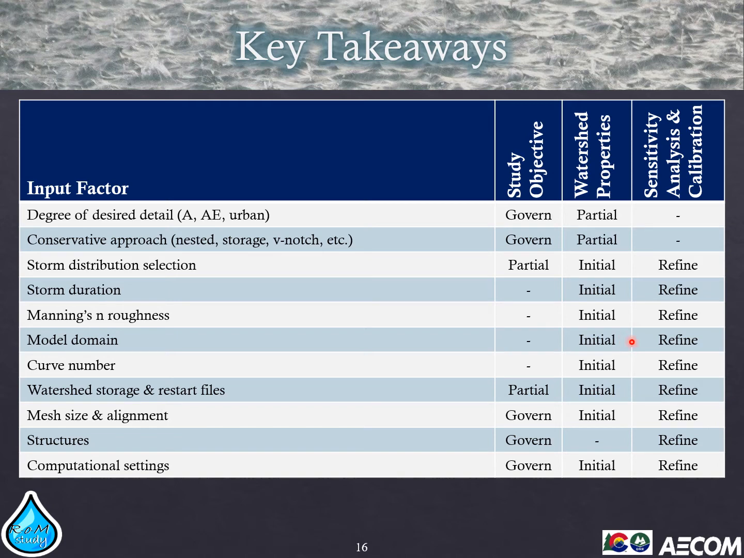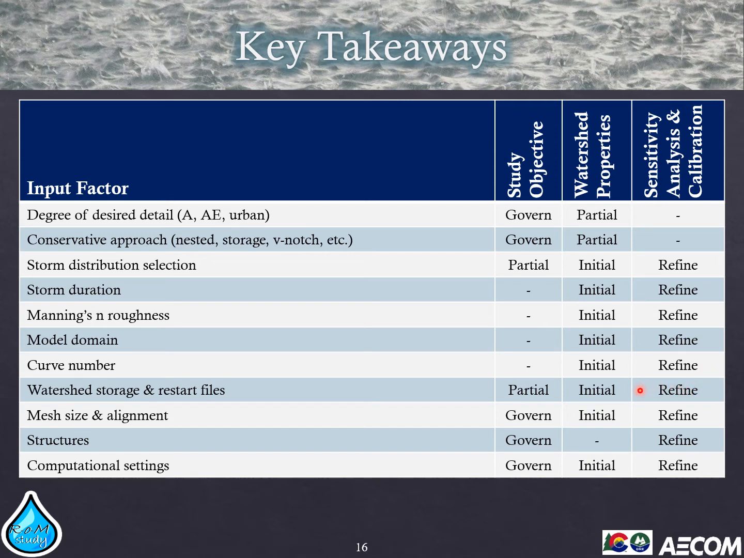Similarly with the model domain, that'll often be driven by the terrain and also where you have changes in the storm distribution, but it's also going to be based on where you have data for calibration, where gauges are located and actual data sources that you can calibrate your model to. As for the curve number, that's based a lot on soils and land cover, but ultimately it is a knob that can be turned to better calibrate your discharges and your stage as well.